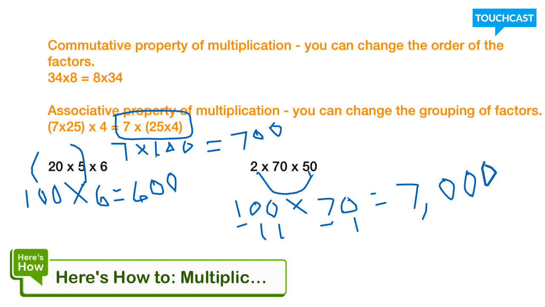So really, a very simple lesson. The commutative property of multiplication and the associative property of multiplication allow you to do, again, mental math, making it simple in your head math.